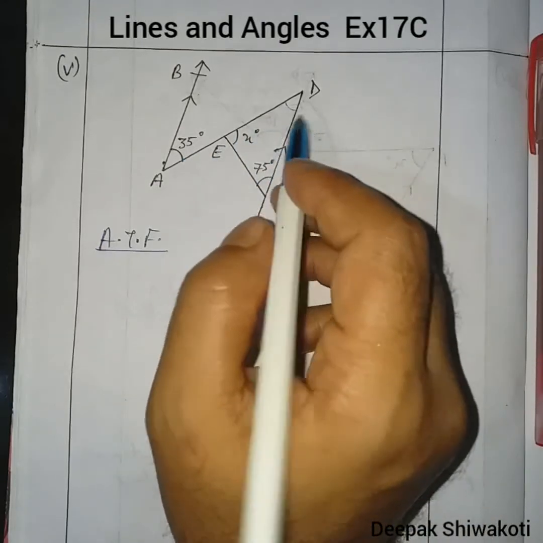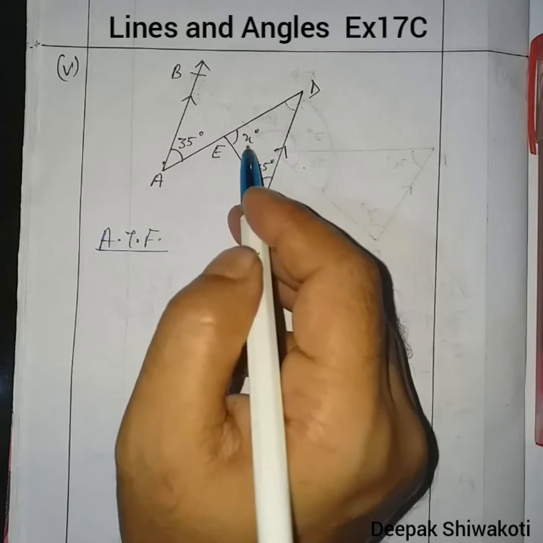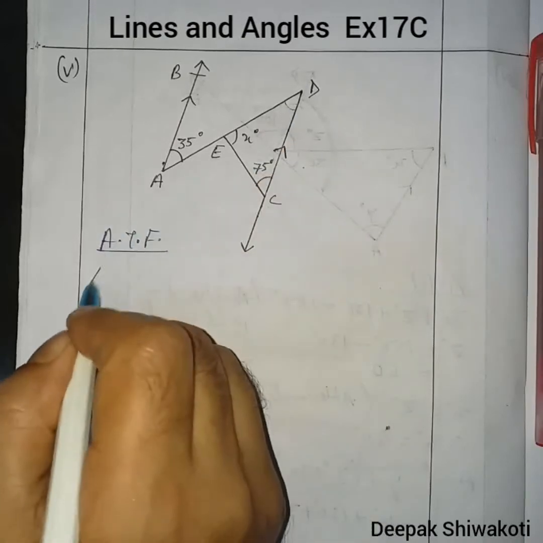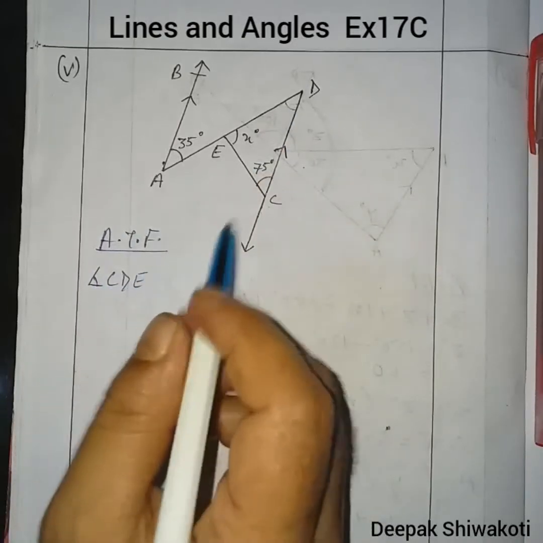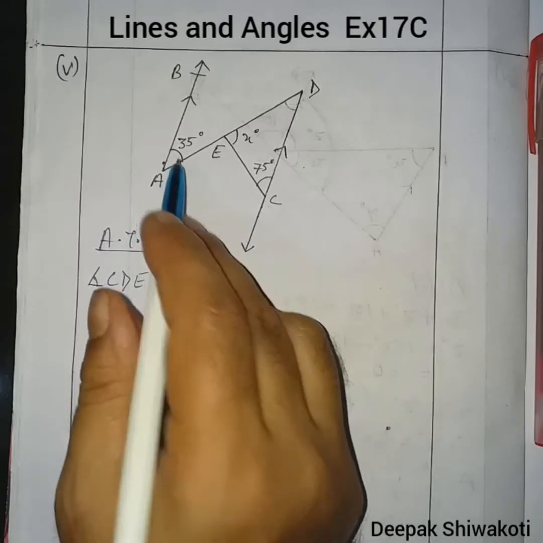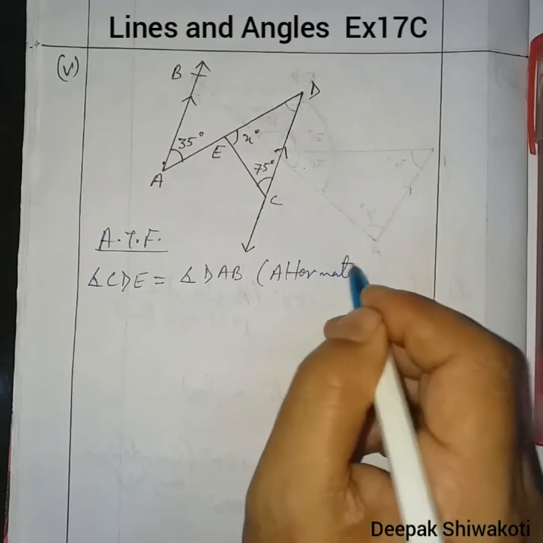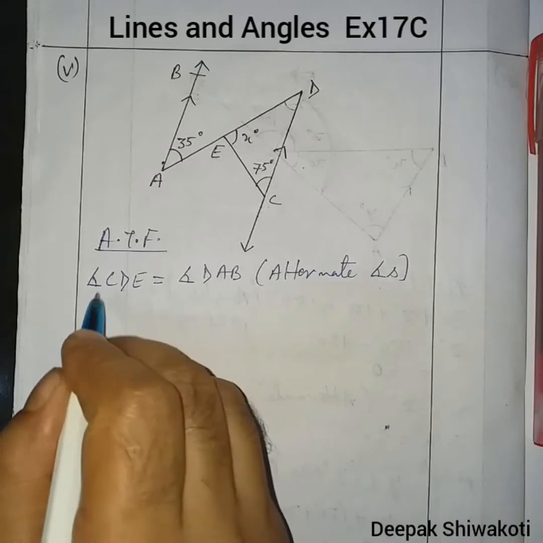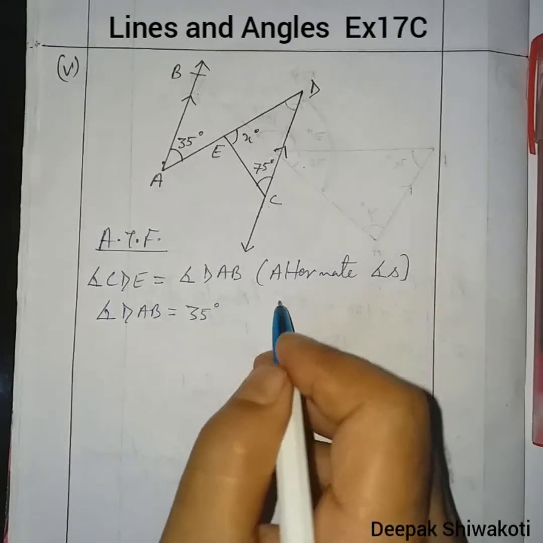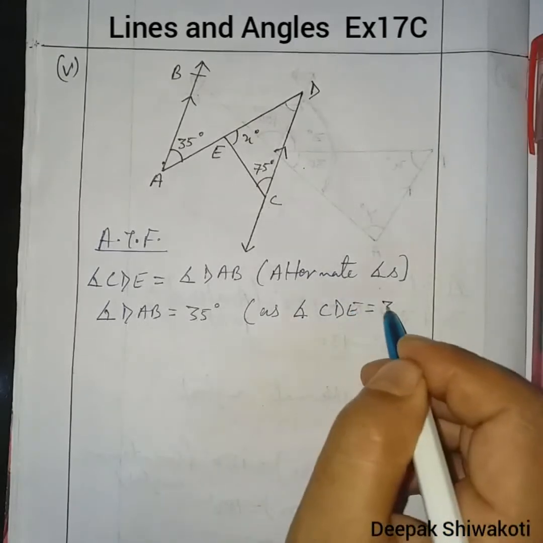So let's find this angle first, which is not asked. We have to find this angle Y to get the value of X. So we'll start from this angle. Okay, angle CDE, that means this angle, is equal to angle DAB, that means this angle DAB. Why are they equal? Alternate angles. So therefore angle DAB is equal to 35 degree, as angle CDE is equal to 35 degree.